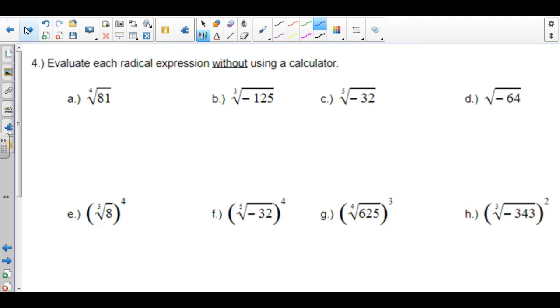Alright, on to these next ones. So simplifying these expressions without the use of a calculator. Same type of thing as we had just done. So the 4th root of 81 is just saying what times itself times itself times itself is 81. And that is going to be 3.